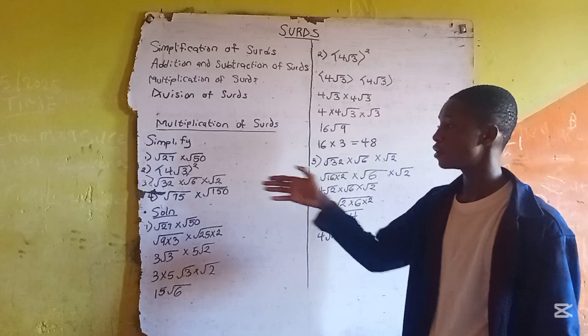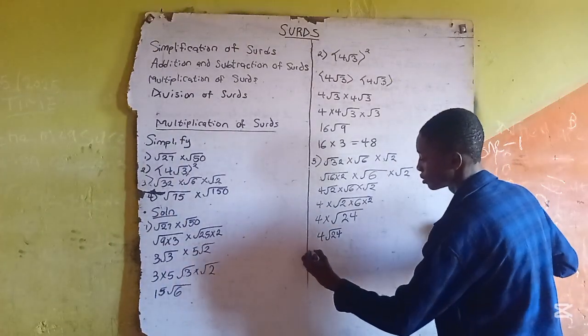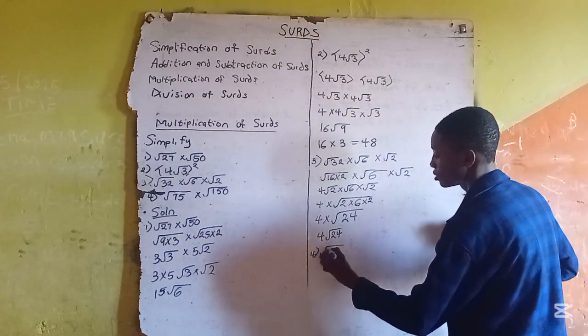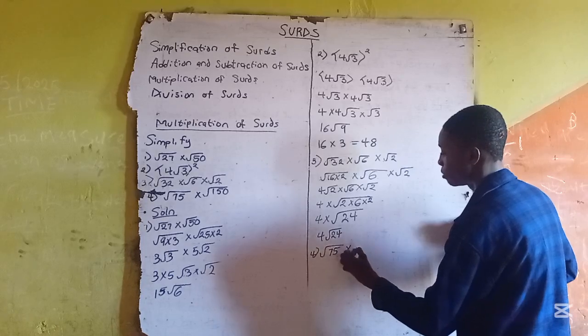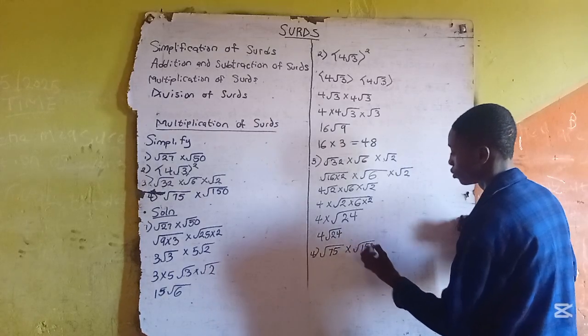So for the fourth question, which is root 75 multiplied by root 150.